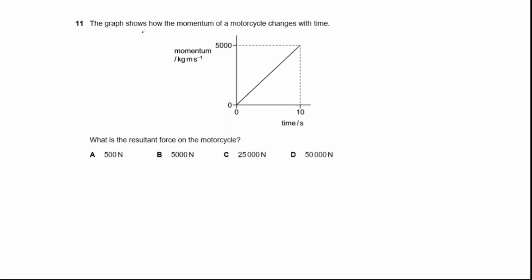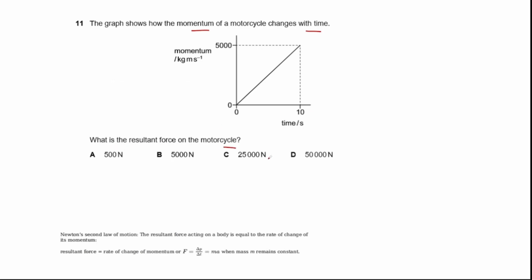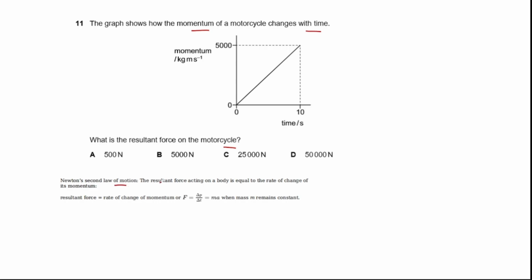Question number 11. The graph shows how the momentum of a motorcycle changes with time. So this is the graph given. What is the resultant force on the motorcycle? By the second law of motion, the resultant force acting on a body is equal to the rate of change of momentum. So this is the formula.